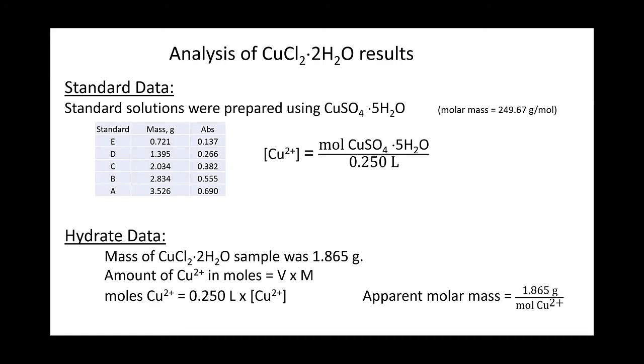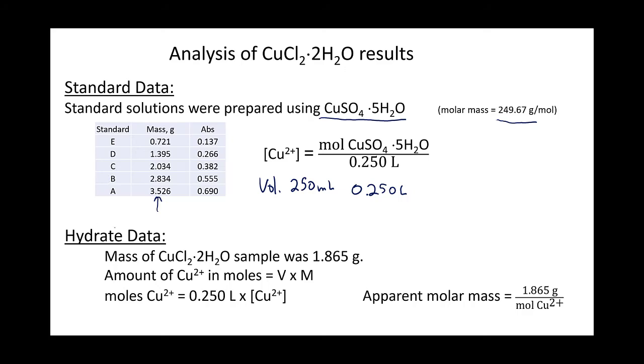The data we'll be using is the data we used in the experiment, plus a couple of things that weren't mentioned yet. First of all, the standards were made up using copper sulfate pentahydrate, which has a molar mass of 249.67 grams per mole. This table gives the masses that were used and the absorbances that we measured a minute ago, and the volume of those solutions was 250 milliliters, or of course 0.250 liters. So from that you can determine the concentrations of the standard solutions and then make your standard plot.